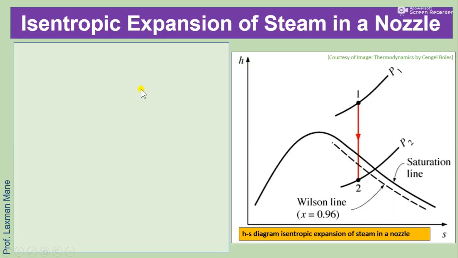Now we will see isentropic expansion of steam in a nozzle. So here we see this enthalpy entropy diagram. This is the saturation curve. This is an expansion process from 1 to 2, that is from pressure P1 to pressure P2. Point number 1 is in the superheated zone and point number 2 is in the wet region.